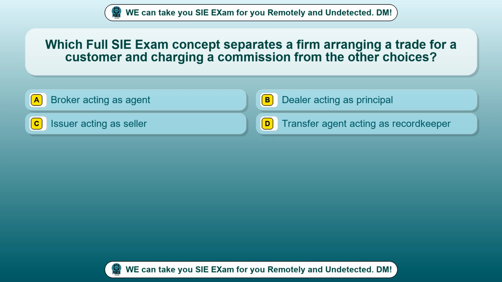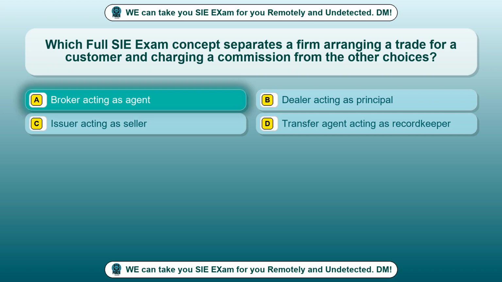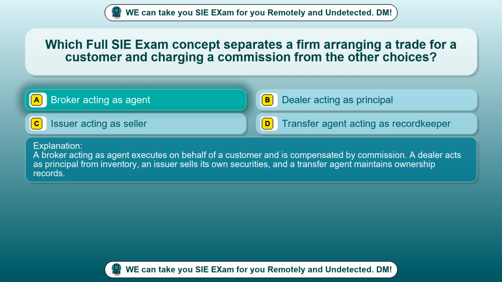Question 84. Which full SIE exam concept separates a firm arranging a trade for a customer and charging a commission from the other choices? Option A, broker acting as agent. Option B, dealer acting as principal. Option C, issuer acting as seller. Option D, transfer agent acting as record keeper. The correct answer is option A, broker acting as agent. A broker acting as agent executes on behalf of a customer and is compensated by commission. A dealer acts as principal from inventory, an issuer sells its own securities, and a transfer agent maintains ownership records.